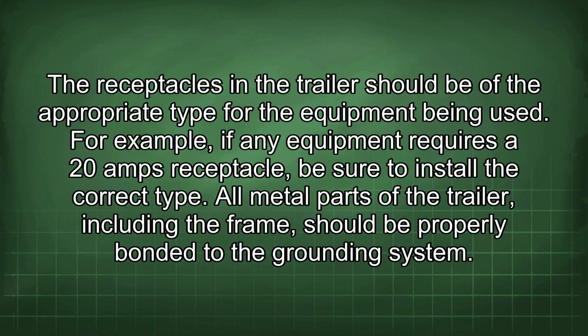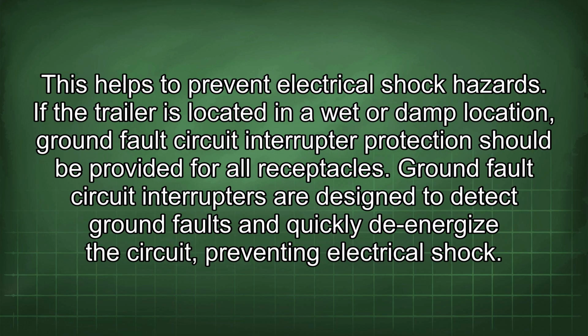The receptacles in the trailer should be of the appropriate type for the equipment being used. For example, if any equipment requires a 20 amps receptacle, be sure to install the correct type. All metal parts of the trailer, including the frame, should be properly bonded to the grounding system. This helps to prevent electrical shock hazards. If the trailer is located in a wet or damp location, ground fault circuit interrupter protection should be provided for all receptacles. Ground fault circuit interrupters are designed to detect ground faults and quickly de-energize the circuit, preventing electrical shock.